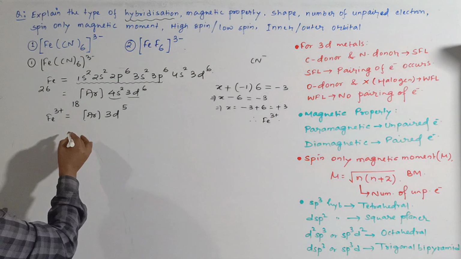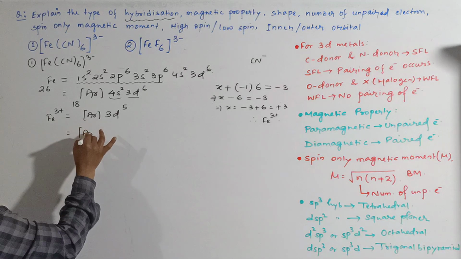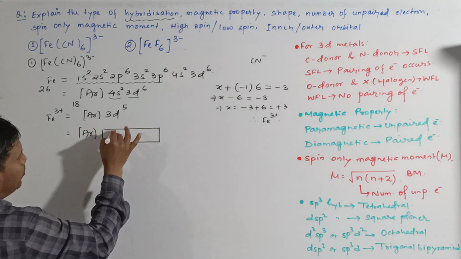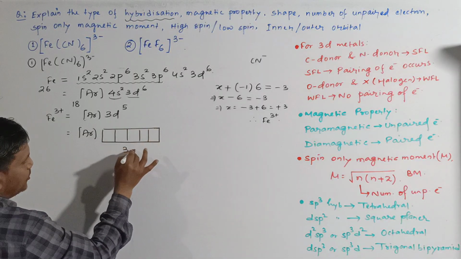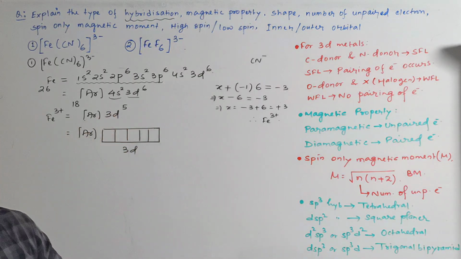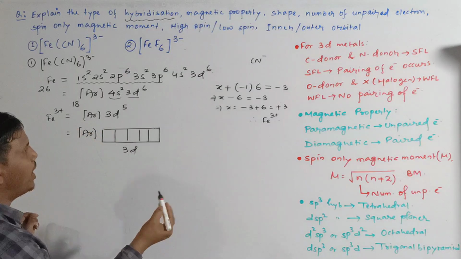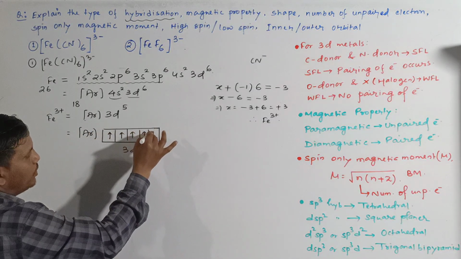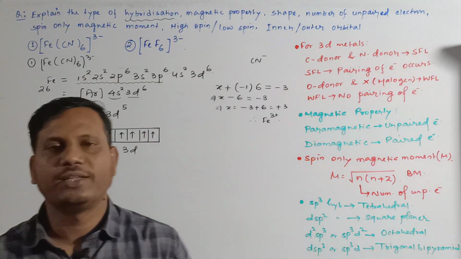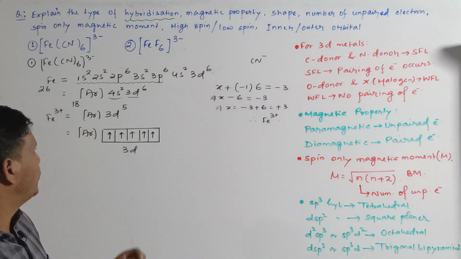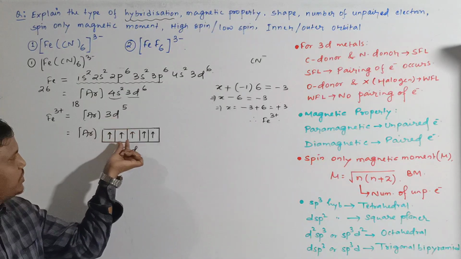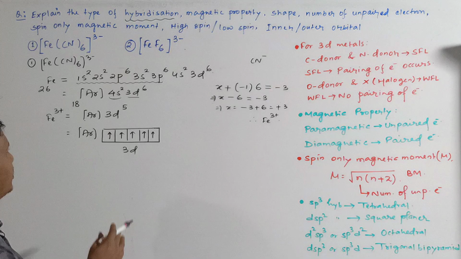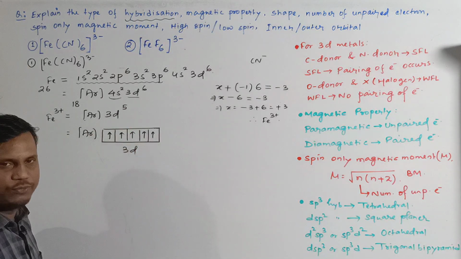Now after this, write the orbital notation. d has 5 orbitals, so make 5 boxes. This is 3d. How many electrons are there? 5. How to fill them up? They fill up 1, 1, 1, and when all are completed, then pairing of electrons will start. As we have only 5 electrons and all electrons are filled in the orbitals, no pairing will be there because we have only 5.